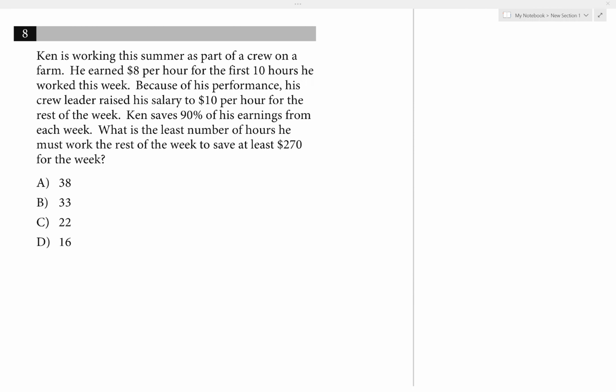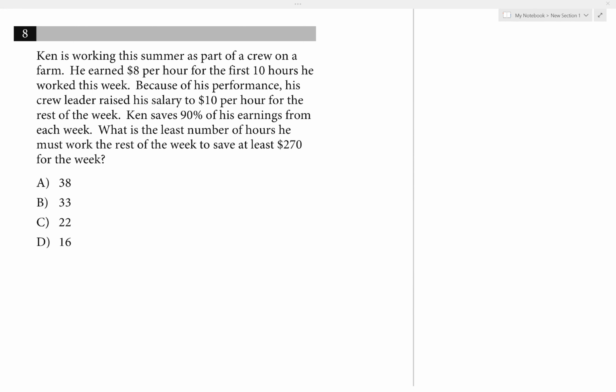All right, number 8. Ken is working this summer as part of a crew on the farm. He earned $8 per hour for the first 10 hours he worked this week. Because of his performance, his crew leader raised his salary to $10 per hour for the rest of the week. Ken saves 90% of his earnings from each week. What is the least number of hours he must work the rest of the week to save at least $270 for the week?